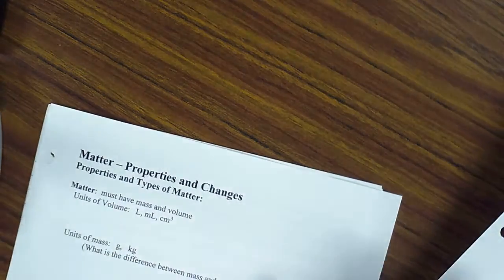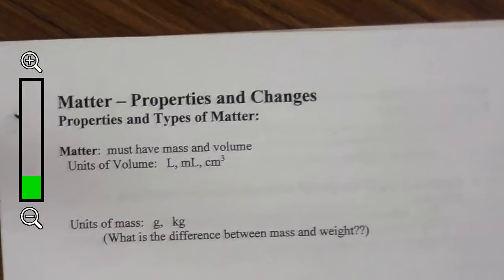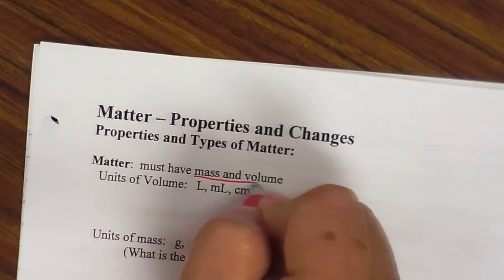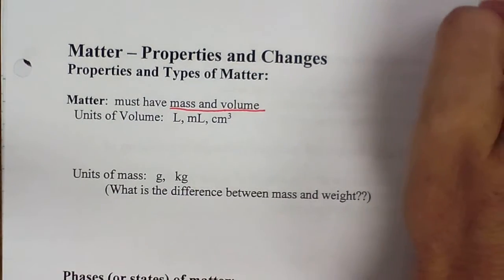So, we're going to be talking about matter today, and the first thing we need to do is define what matter is. All matter has to have two properties. All matter must have volume and mass. All matter must contain mass and volume.